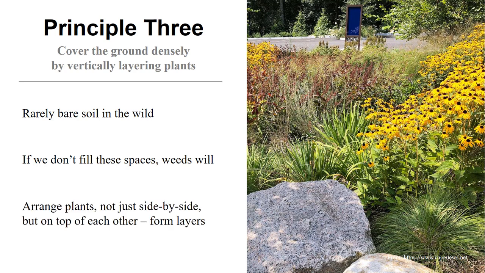And they point out that we should arrange plants not just side by side, as if you were arranging furniture in a house, which we mentioned in Principle 1, but that you should actually arrange plants on top of one another to form layers of plants. So we have things growing low to the ground, we have some things that grow up or over the top of those, and so on. Usually our ground covers are somewhat shade adapted, but overall we have this layering of plants vertically that makes for these designed plant communities.